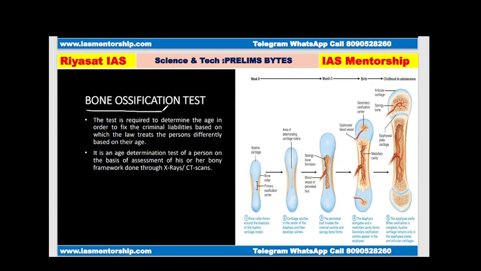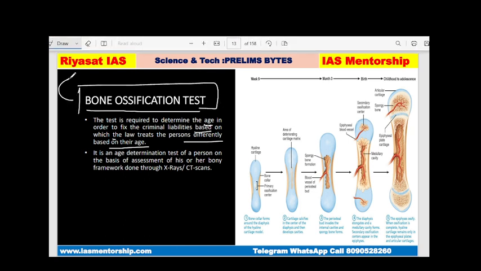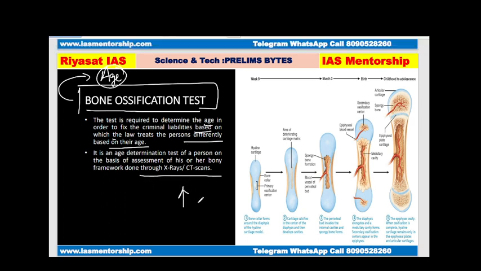Next is the bone ossification test. What is this? Basically, this test is used to determine age, in order to fix criminal liability, based on which laws treat a person differently on the basis of age. Just understand that the bone ossification test is used to identify the age of a person. Basically, it is done through X-rays and CT scans, on the basis of assessment of his or her bony framework. By having these reports, doctors try to estimate the year or the date of birth.